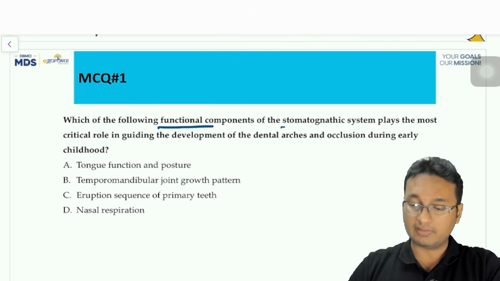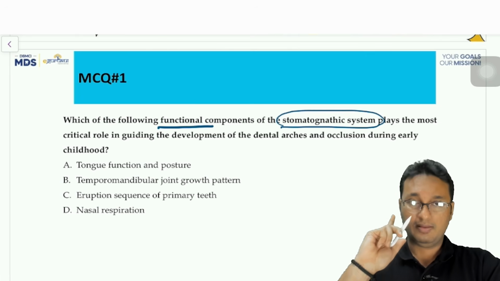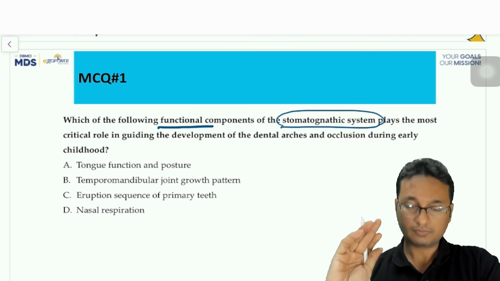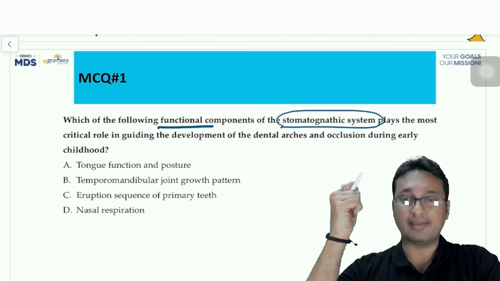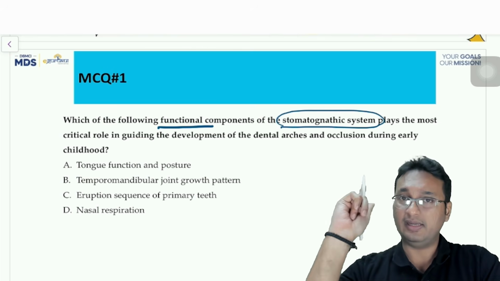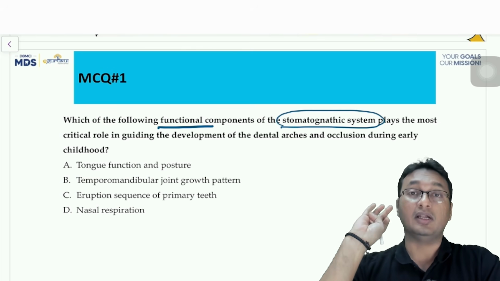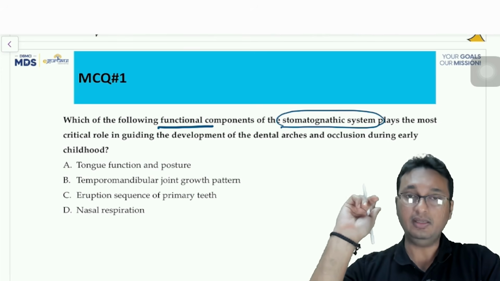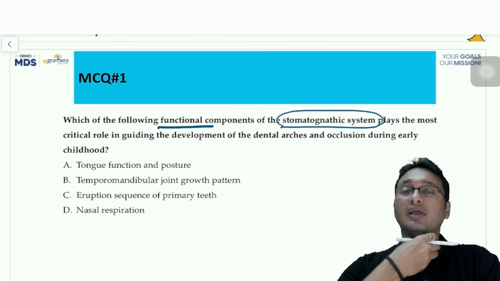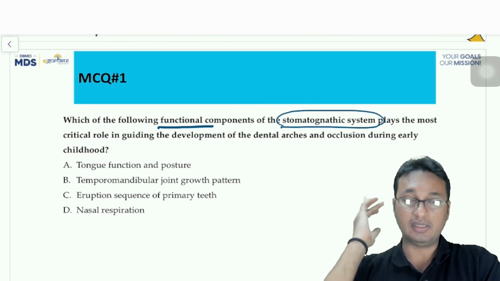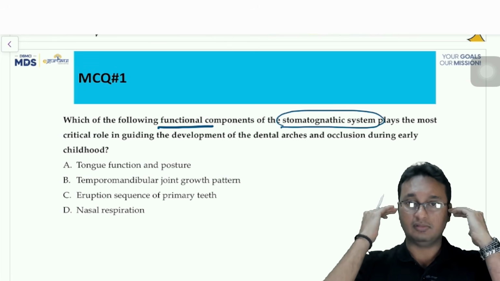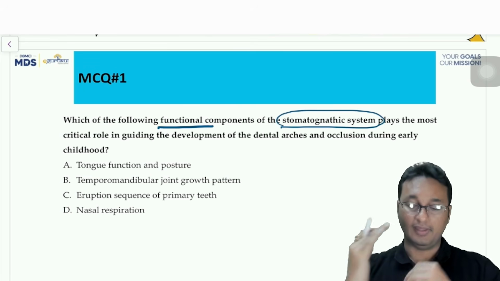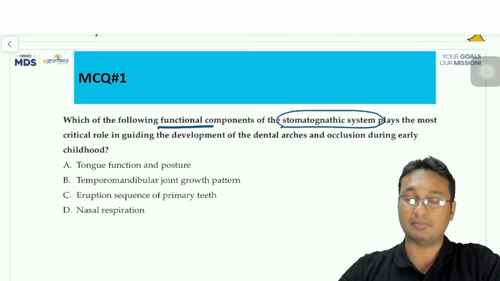The stomatognathic system as a whole comprises the masticatory apparatus, which includes the maxilla, the mandible, the dentoalveolar component of maxilla and mandible, that is, the maxillary teeth, the mandibular teeth, the tongue, most importantly, then the floor of the mouth, the hyoid bone, and the temporomandibular joint complex. So the entire middle and lower face, and all the associated soft tissues with it, is called the stomatognathic system.